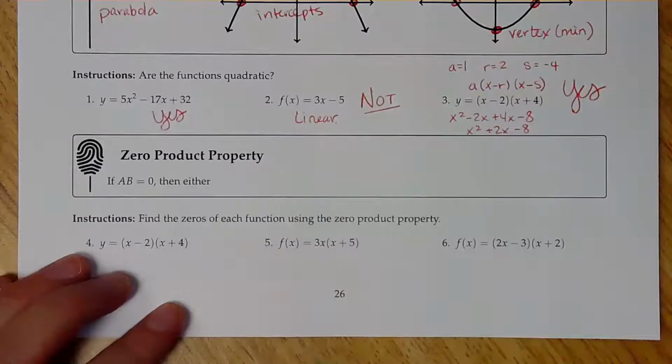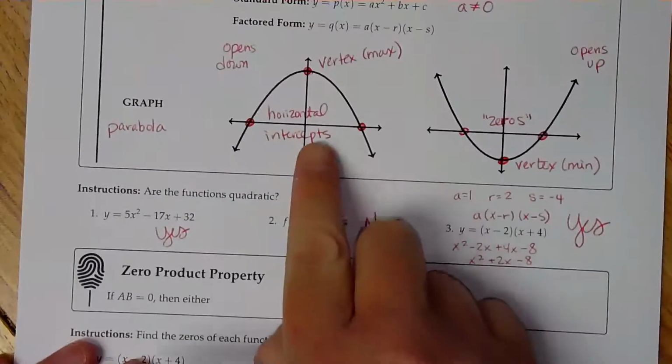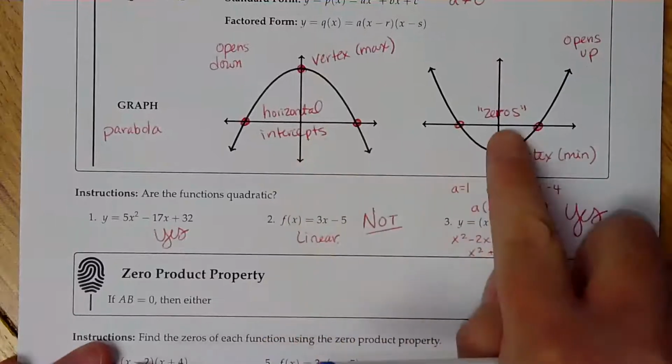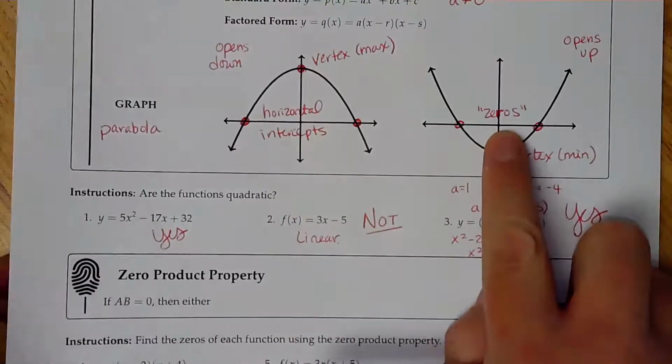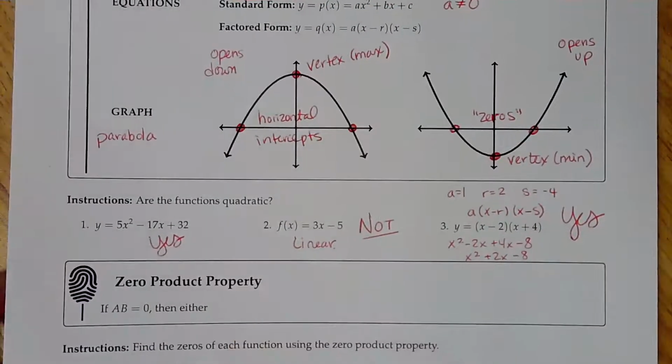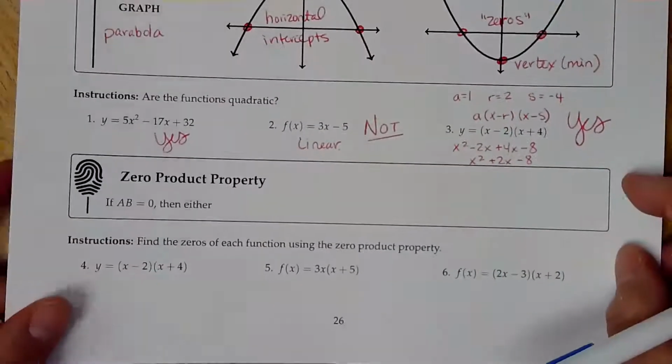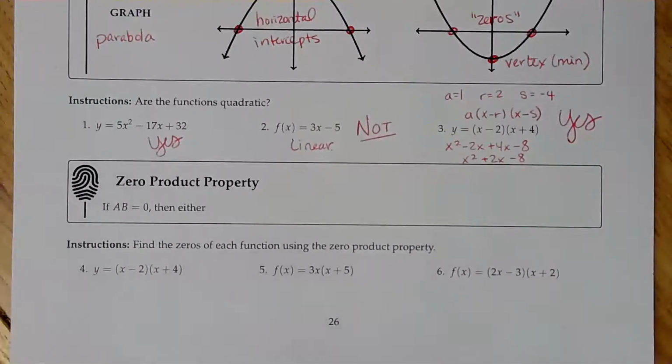All right, so before we get into working with these horizontal intercepts and finding these zeros, we need a new theorem here. So this is the zero product property. If I have two things, A and B, and I multiply them together, and when I do that, I get 0, then one of a couple situations has to be the case.